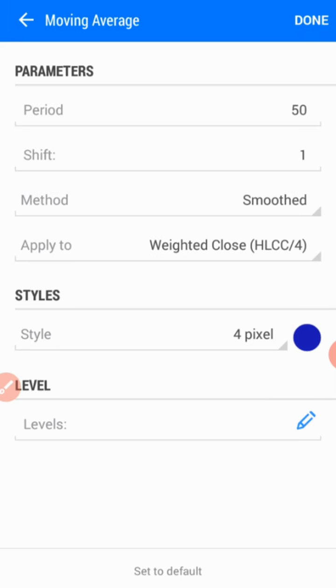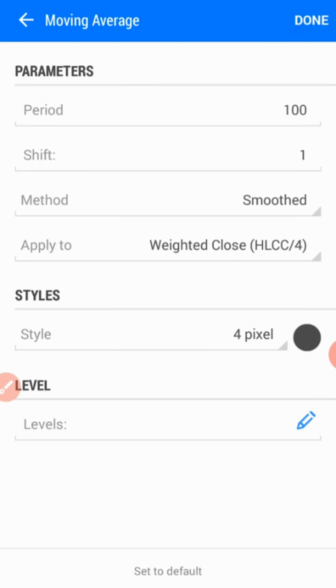Please take note very well of the method and the apply to. Apply to weighted close, high low close, close 4. This one is blue, deep blue. Okay, our third moving average, period 100, shift 1, method smooth, apply to close.